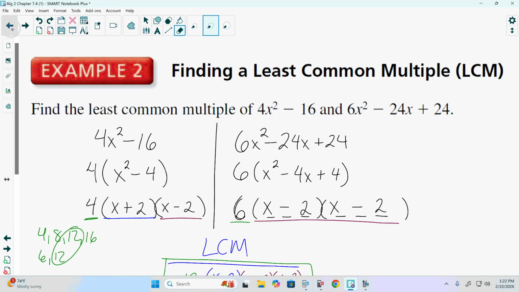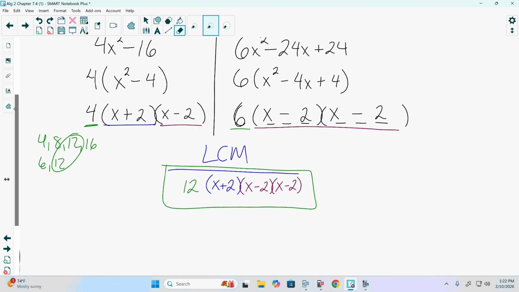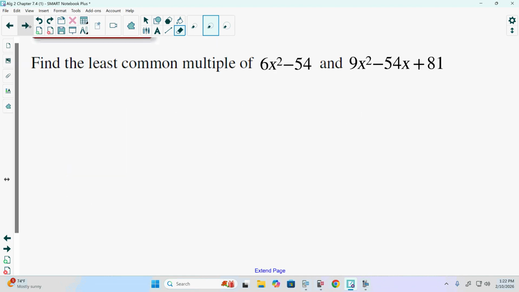That's why, especially here with addition and subtraction, but especially once we get to solving, being able to figure out that least common multiple is going to be huge.